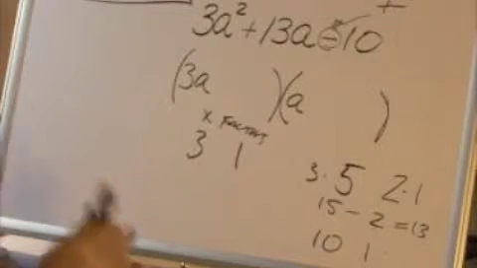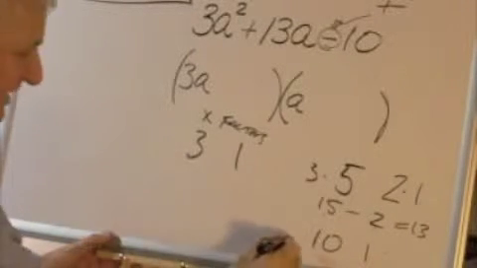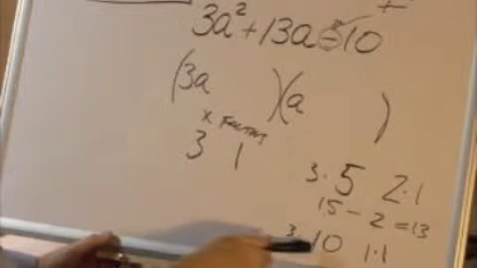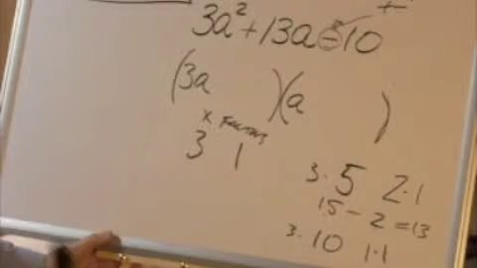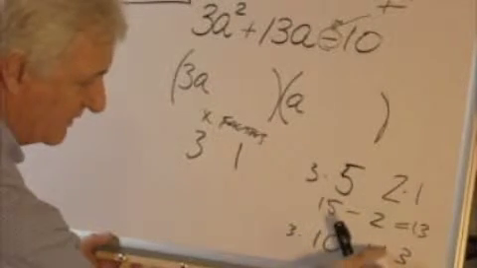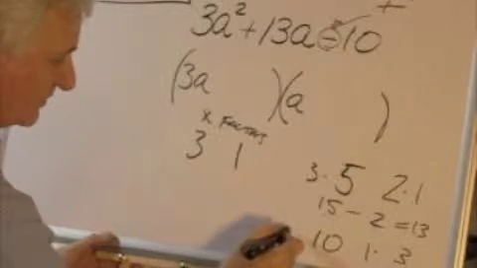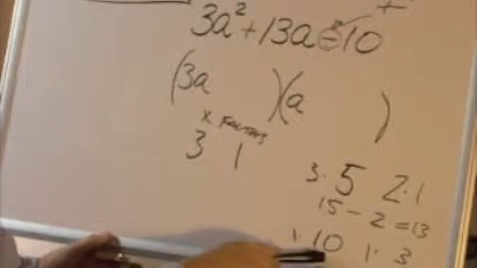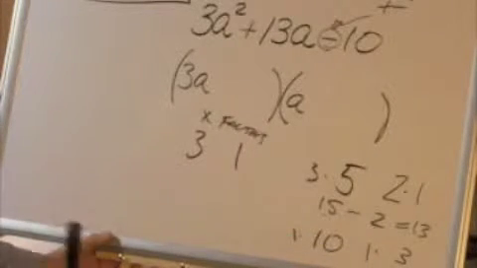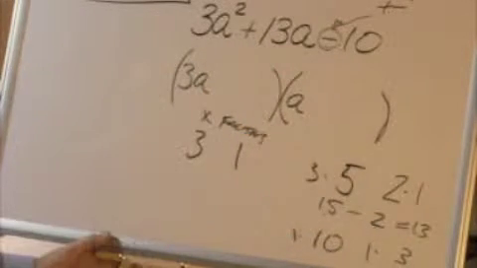Just to show you what would also happen to investigate, what if we'd done a 3 times this and a 1 times that? That would have been 30 minus a 1. That would not have worked. Or, say we've done a 3 there and done 1 there. That would have been 10. That would have been 3. That would have been 10 minus 3. That would not have given us 13 also.